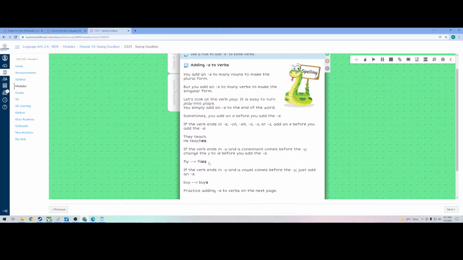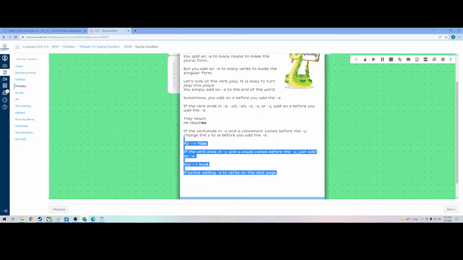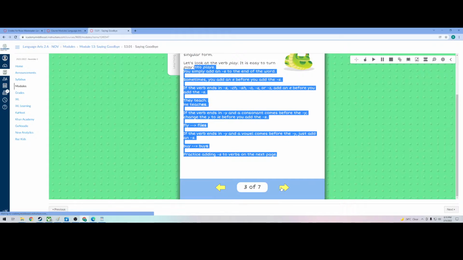Rose, you don't need to memorize these things. With practice you will know when to add S, or when to remove the Y and add IES. So with practice you will know these things.